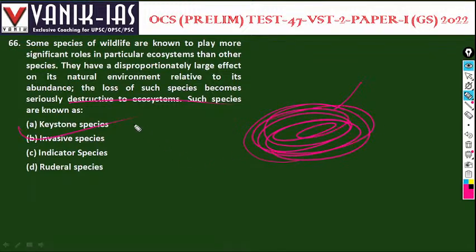Keystone species means the most important species. The most important species in the environment is called the keystone species. Indicator species means a species that signifies a little change. Suppose a little change happens in the environment, that will be signified by the indicator species. That means the environment is changing.